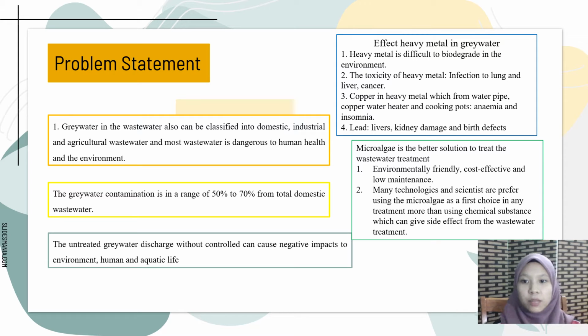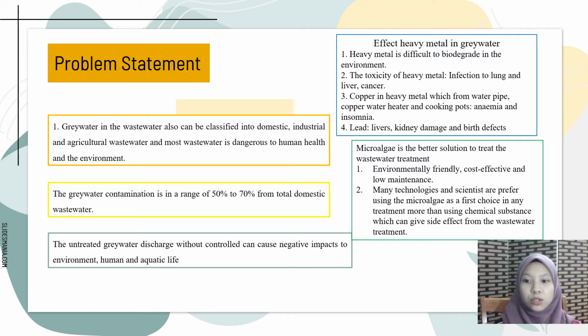So effect heavy metal in the groundwater. Heavy metal is difficult to biodegrade in the environment. The toxicity of heavy metal can cause infection to the lungs and liver, also can cause the cancer. And the copper in the heavy metal, which from the water pipe, copper water heater, and cooking pots, can cause the anemia and insomnia. And followed by the lead, can cause the livers, kidney damage, and the birth defects.